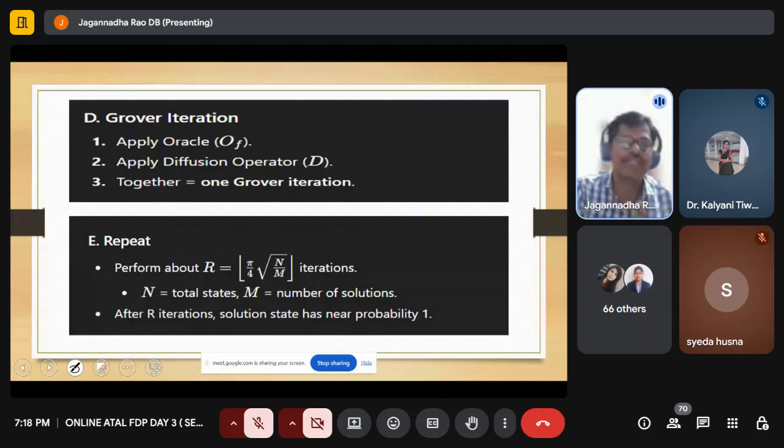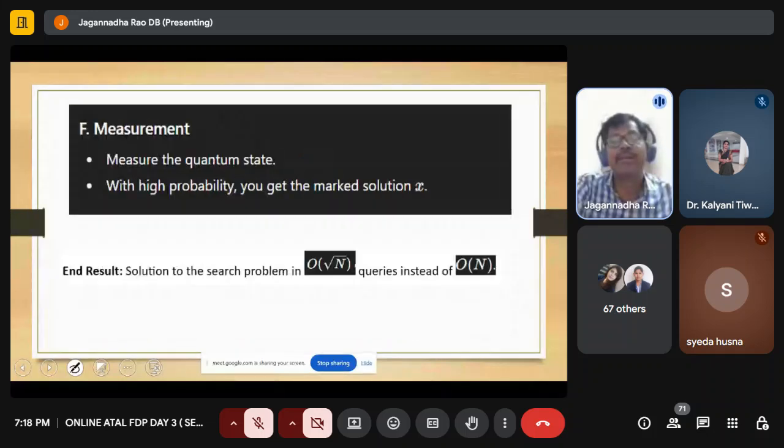For example, I am using 1,000 members at a time. 1,000 members, 1,000 books searching means worst case 1,000. Otherwise, maybe 100 or 90, anything is possible. So we repeat this for the total states n and the number of solutions m, and finally you calculate how many iterations you require: pi by 4 root n by m iterations.